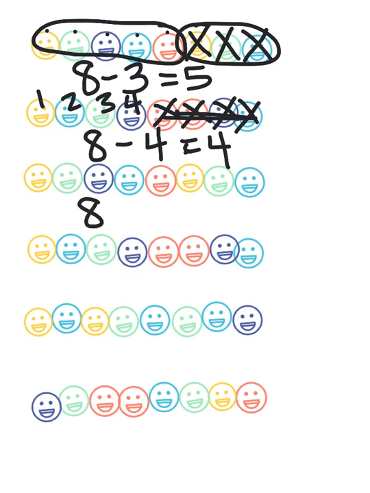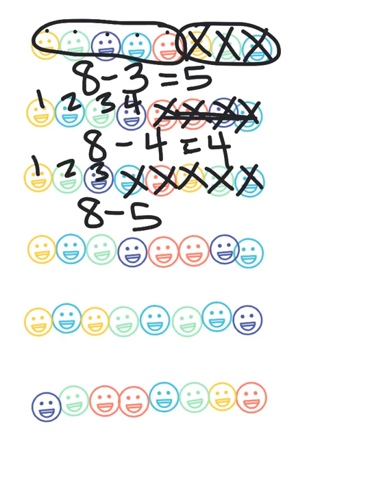We've got 8. And this time we took away 4 last time. So let's take away 5 this time. 1, 2, 3, 4, 5. So 8 minus 5 equals 1, 2, 3. Oh, I'm doing bad with my equal signs there. And what do you notice?